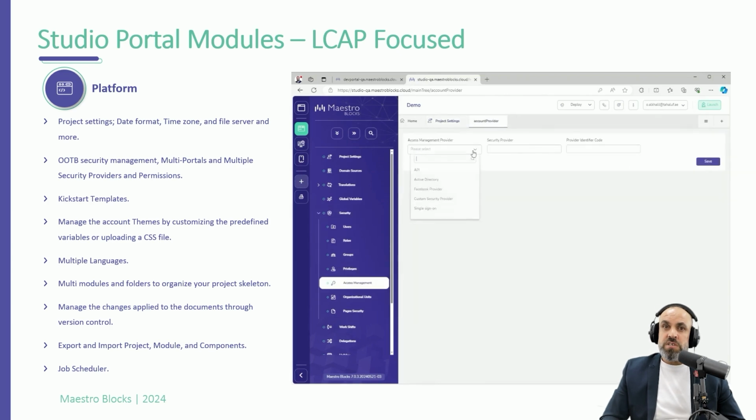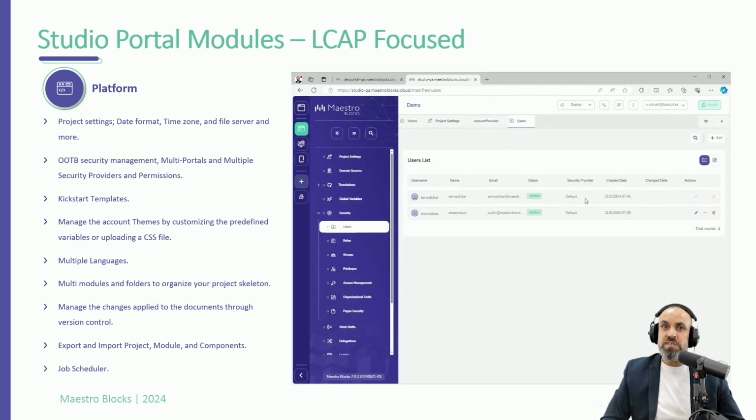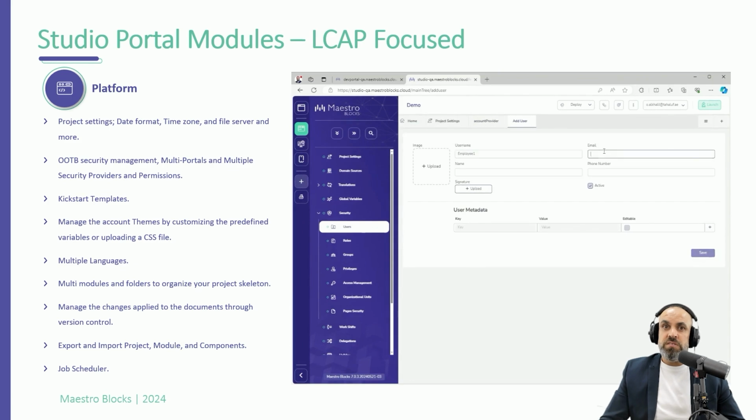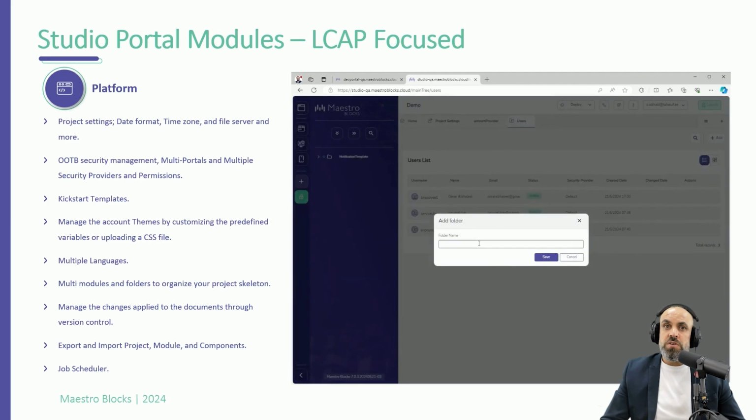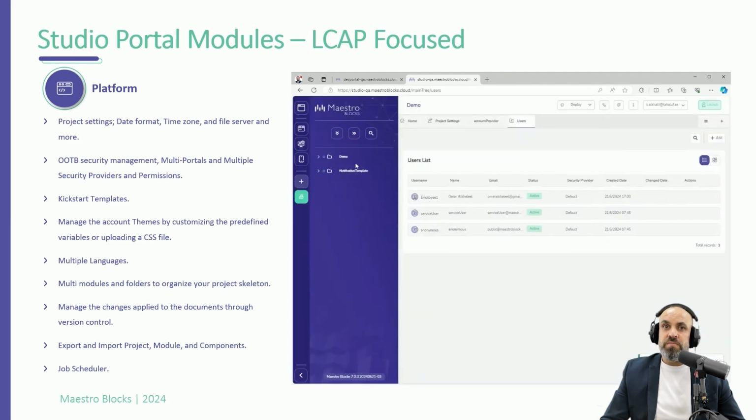Out of the box security management, where you can add multi-security providers such as Active Directory, APIs such as OpenID Connect and SAML, and social network identity providers. You can also configure different security controls on multiple portals easily.